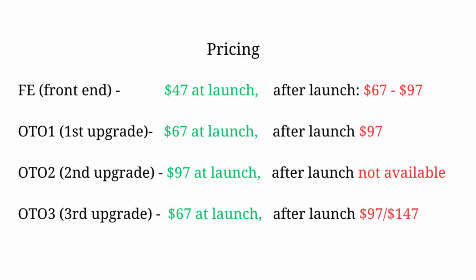After the launch, the price will increase across the funnel. So this is how the prices will change. The front end costs $47 during the launch, but after the launch, the price may change to anywhere between $67 to $97. Some features may even be removed from the offering. So this is the best time to really get at least the front end of the app, because as I showed you in my first video about this, you can already make such great puzzle books with the front end of this app, and it's definitely worth every penny.